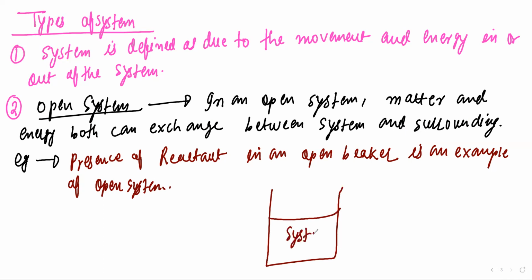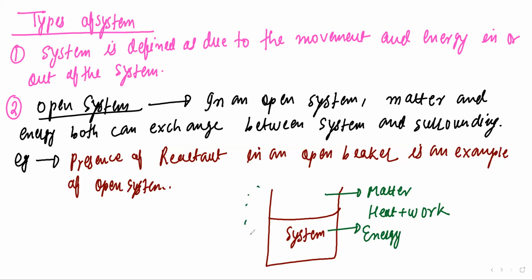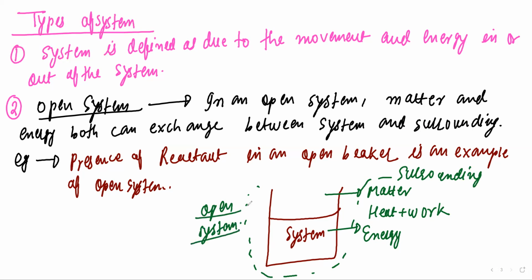Here is a system. So I will write it as a system here. And this is exchanging the energy, right? So energy is nothing but heat plus work. It is also exchanging the matter with the surrounding. Outside this boundary is called the surrounding. So this is your open system. Both matter and energy can be exchanged, right?